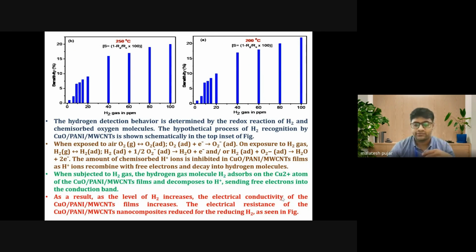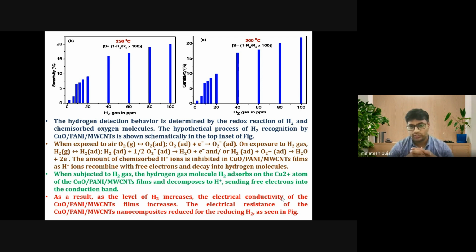This is a bar diagram, which is very easy to understand, so we have gone for the bar diagram. Along the x-axis, we can see the hydrogen gas is increasing, and with respect to that, the sensitivity is also increasing. That we have again represented for 2 different temperatures, 250 degrees Celsius and 200 degrees Celsius.